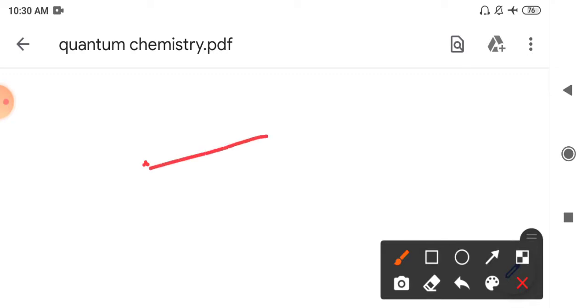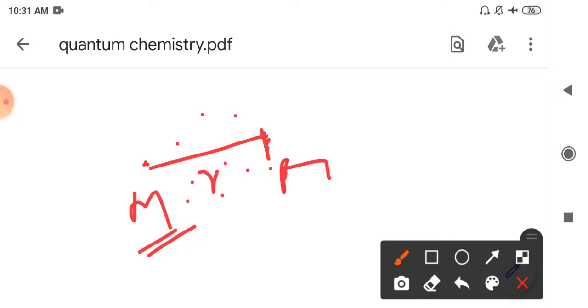Simply I represent here the nucleus having mass capital M, and suppose here is my electron. The electron might be anywhere, but we are representing its maximum probability up to this distance. How much is this distance? R. The mass of this electron is small m.